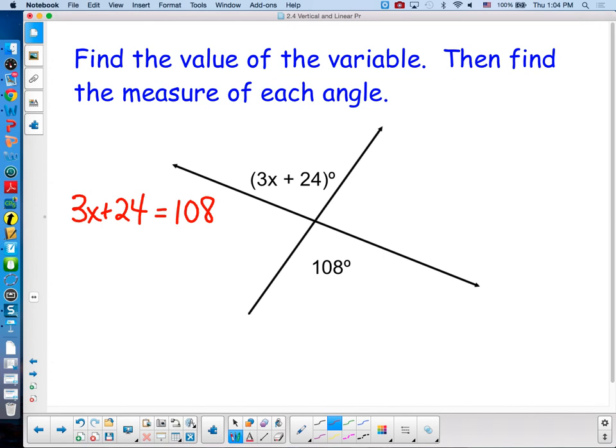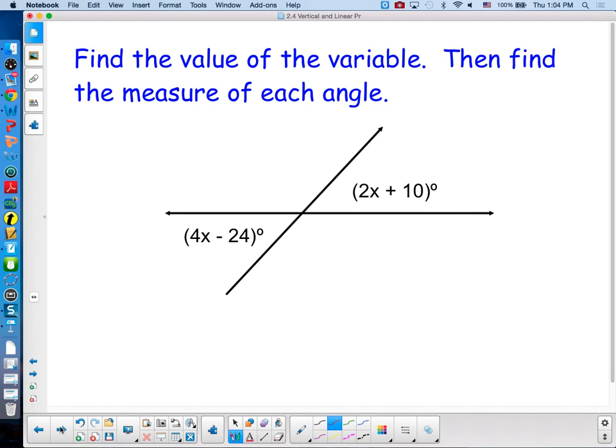All right, x equals 28. And then this top angle, 3 times 28 plus 24 was 108 on this picture. How about these other two angles? Oh, there's 72. 72 and 72. Question on that one? All right, let's see if I have one more example. I think I do. Last problem.